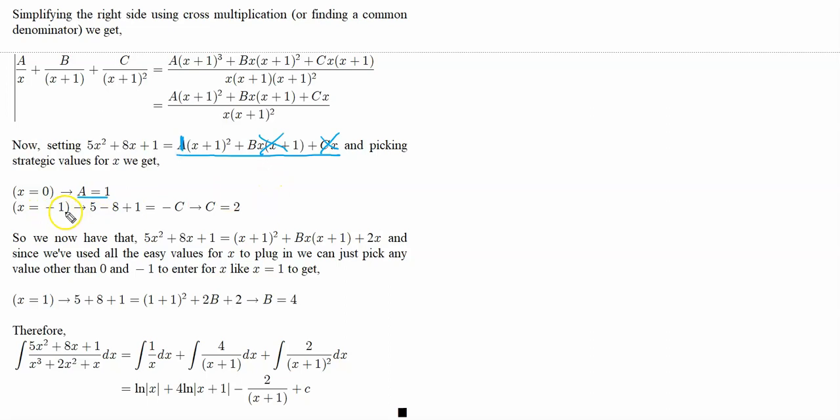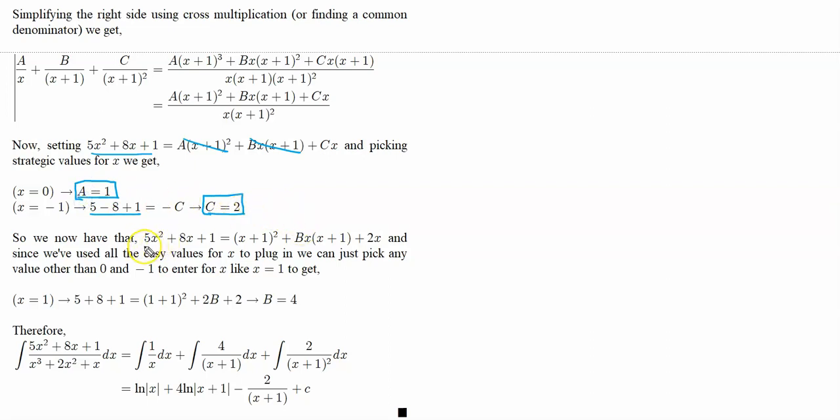Then if we let x equal -1, you notice that these two terms will cancel, and then you'll be able to solve for the c. So if we put -1 in for the x here and over here, then we will get that negative c equals 5 minus 8 plus 1, or c equals 2. All right, so now we have the a and the c.